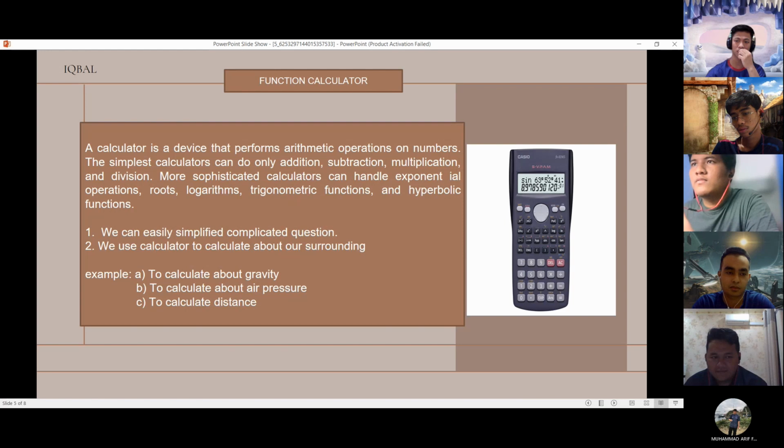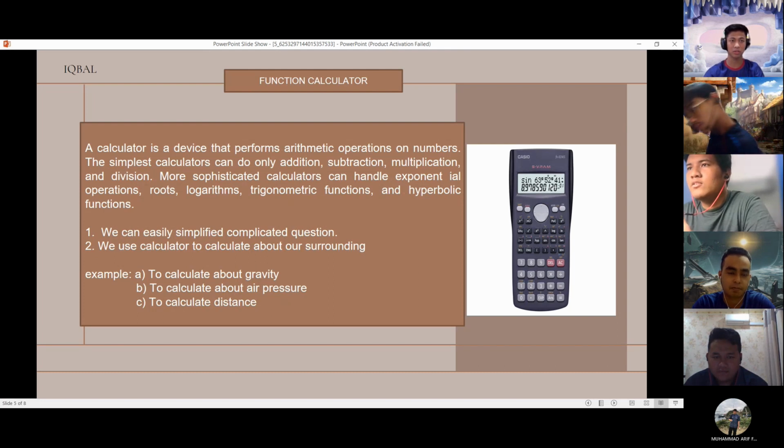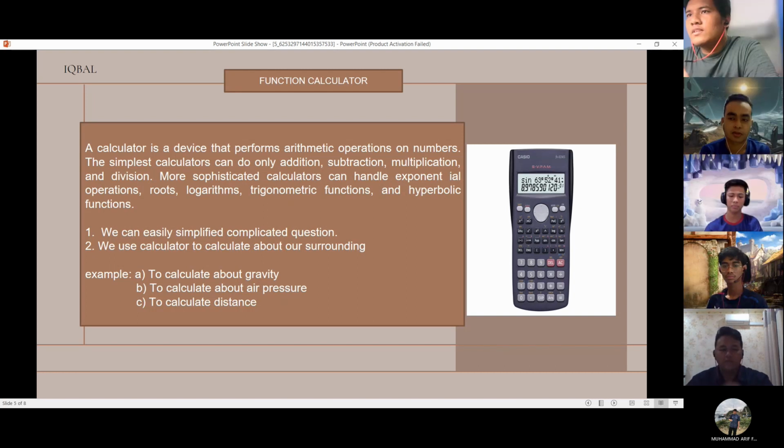Next is function calculator. The main function of calculator is a device that performs arithmetic operations on numbers. The simplest calculator can do only addition, subtraction, multiplication, and division. More sophisticated calculators can handle exponential operations, roots, logarithm, trigonometric functions, and hyperbolic functions.